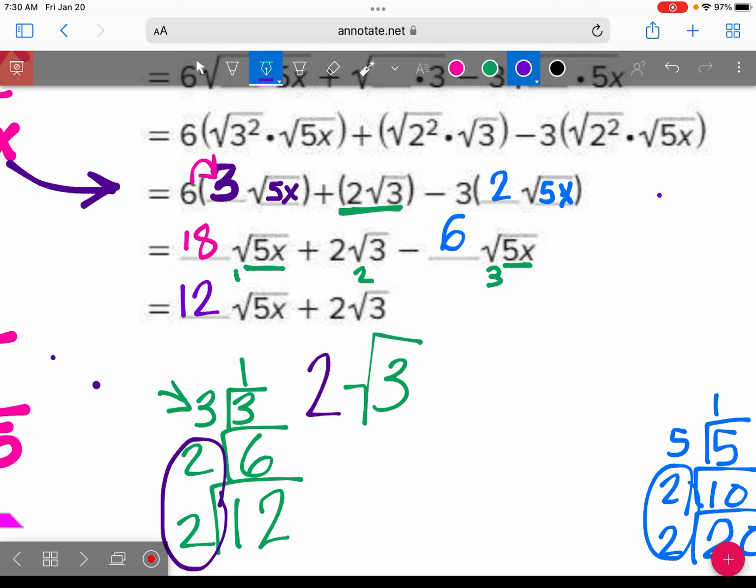Okay? So if it helps you to do that where we kind of mumble the radical, that is a fine strategy to do it. It's 18 minus 6. 18 somethings minus 6 somethings. 18 square root of 5x minus 6 square root of 5x. And that's as far as it'll simplify. I can't go further than this. This is our answer right here.